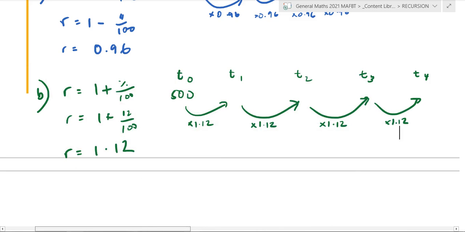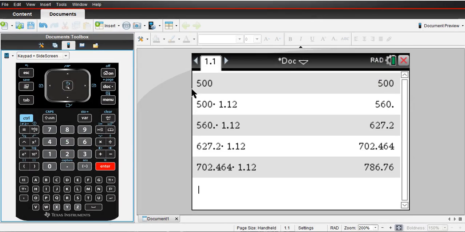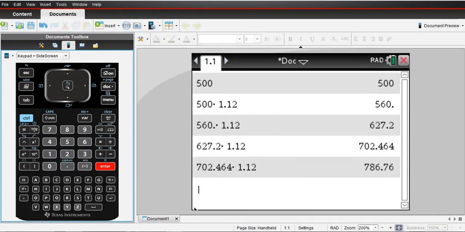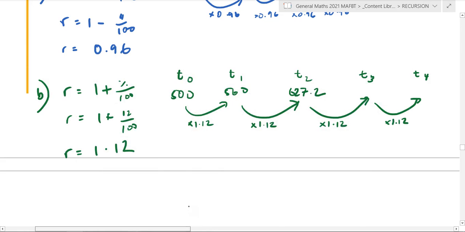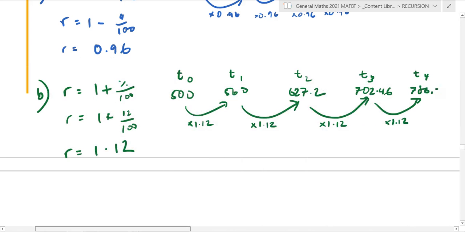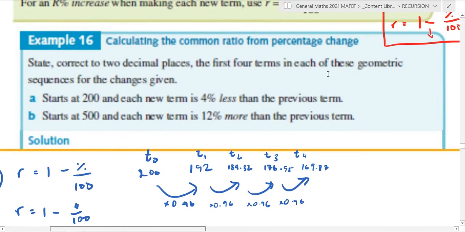It's increasing, so you can now guess what's going to happen. It's going to go up. So this is term 1, term 2, term 3, term 4. And we'll just round these answers to 2 decimals. So term 1 is 560. Term 2, 627.2. Term 3, 702.46. And the last term, term 4, 786.76. So that's how we generate this sequence just based on this question here.